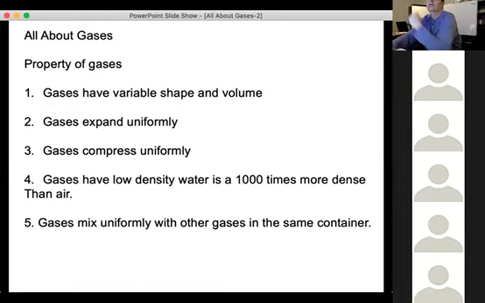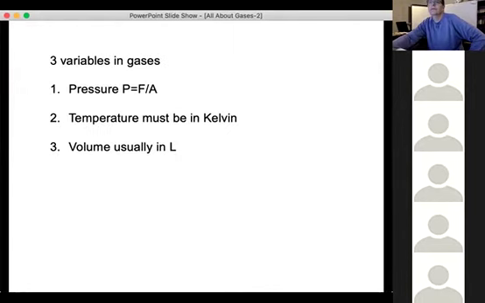Gases have variable shape and volume. Gases expand uniformly. Gases compress uniformly. Gases have very low density. Water's 1,000 times more dense than air. Gases mix uniformly with gases in the same container.